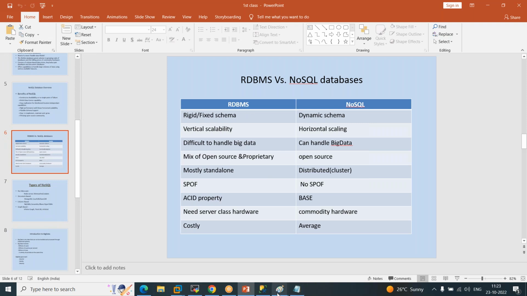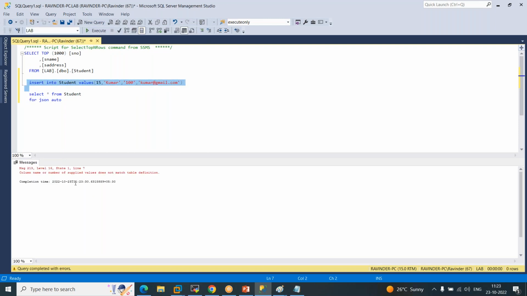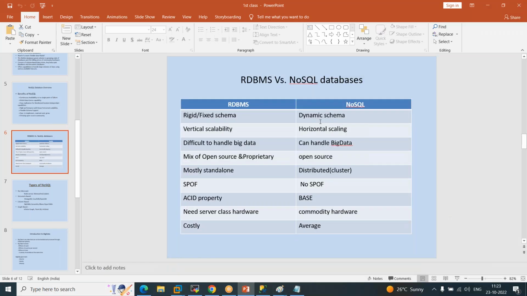RDBMS has a rigid schema, which I showed in the beginning itself. If you try to insert data which is not within the defined schema model, it will throw an error. That is why it is rigid. Here, a dynamic schema: in any structure, it just takes the data. The schema is automatically taken and the data loaded into it. You don't have to define anything.